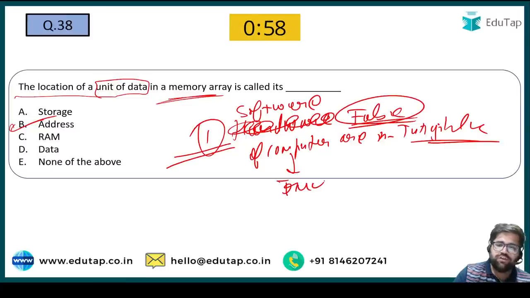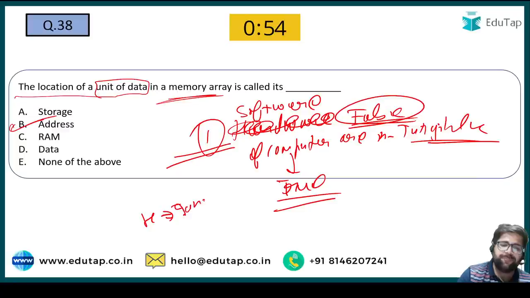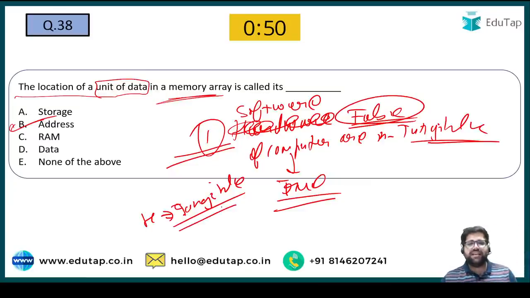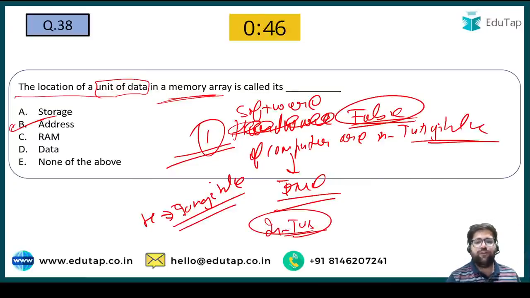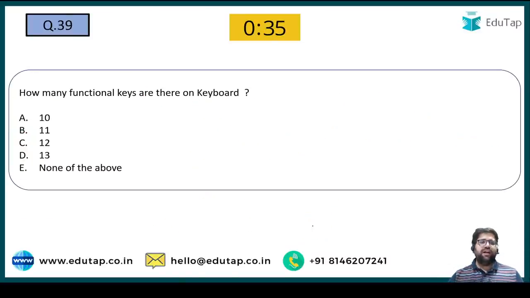Okay, so remember that hardware is a tangible part. What does that mean? Tangible means something which I can touch and feel. Intangible is something which I cannot feel. For example, what computer is offering you? MS Word. MS Word, you cannot touch it. You can only see it. As simple as that. Now let's move to question number 39.